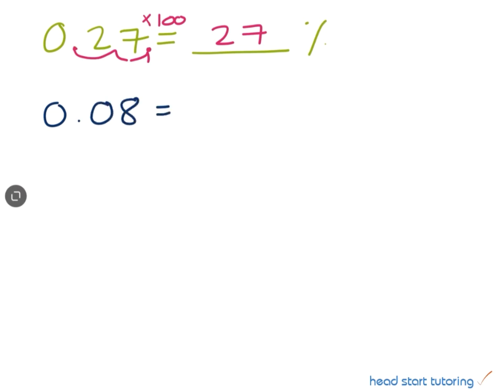0.08 as a decimal is how much percent? Again, all we need to do is multiply our decimal by 100 in order to get our percentage. So we go from our decimal point 2 spaces to the right. So our decimal point ends up after the 8. So we end up with 8%.